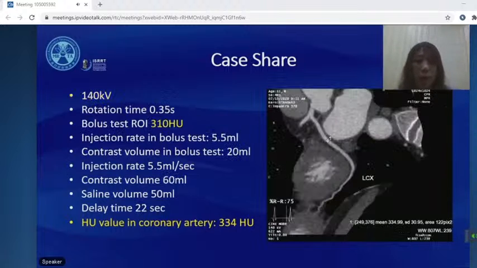And the third case, which is 130 kV, the injection rate in the bullet test is 5.5 ml per second. The acquired attenuation value of the ROI in the aorta is 310 HU. Thus, the concentration of the contrast agent is enough. We use the same injection rate as the bullet test in the contrast scan. Contrast volume is 60 ml. And at the end, we got a value of 334 HU in the coronary artery.